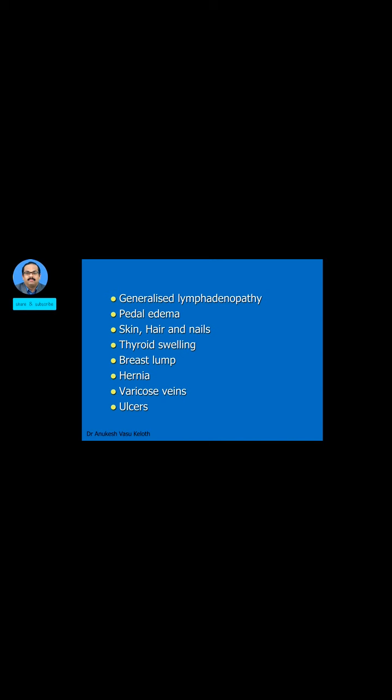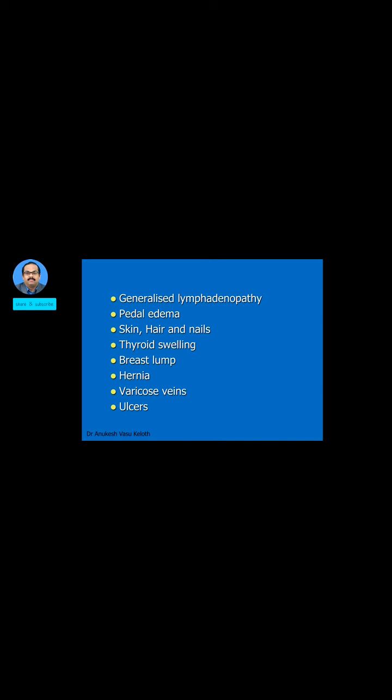Next is the pedal edema. So in dependent edema, you will get edema in the portion where the gravity is maximum, that is the foot and the ankle region. Similarly, if you're a bedridden patient, you can have it in the sacral area. So usually when you press with the thumb for 30 seconds, you can get a pitting type of edema.